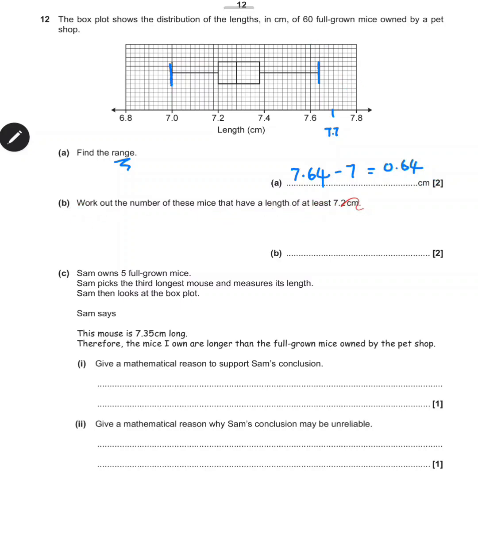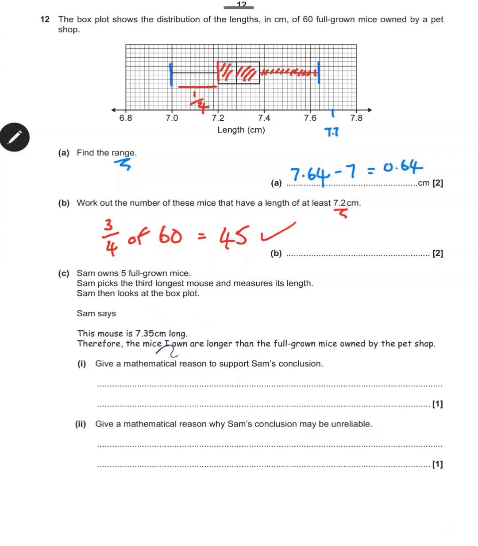Part B says how many mice have a length of at least 7.2 centimetres? Well, there's my 7.2, which is nice. And I want at least that length. So I want all of this part of my box plot. And remember, a box plot splits the data into quarters. So this here is a quarter of the data. And everything else is 3/4. So we just need to work out 3/4 of 60. 60 mice in total. 3/4 of 60 is going to be 15, 30, 45. Okay, 60 divided by 4 is 15. Times by 3 is 45.